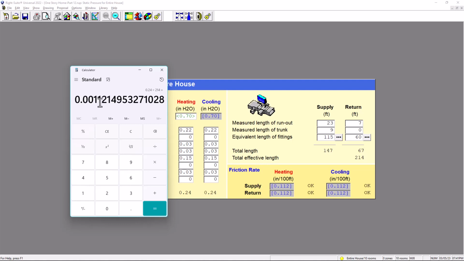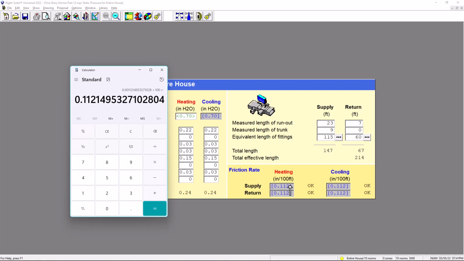However, we always try to express this per 100 feet, so we're going to do times 100. There we go. In that case, we see it is 0.11, as you can see in here, 0.112. So that's actually the friction rate. And why is it saying okay? Because the friction rate right here is 0.112, which indicates my duct design is correct and within the parameters.